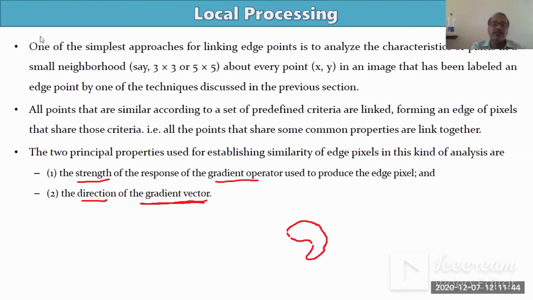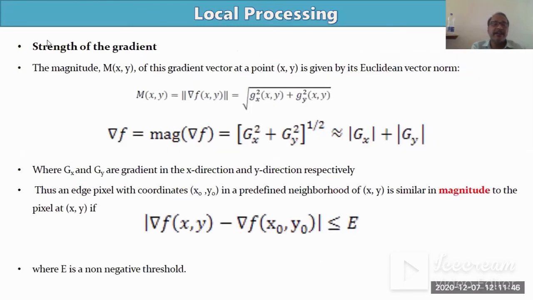Okay, so the first criteria is strength of the gradient vector. We can consider the magnitude M of x,y of the gradient vector at a specific point x,y, which is given by the Euclidean vector norm. So by using the Euclidean distance technique, we can find the magnitude value of the pixel, and depending on that magnitude value, we can find the strength of the gradient. So for the specific point, we can find the Euclidean vector norm.